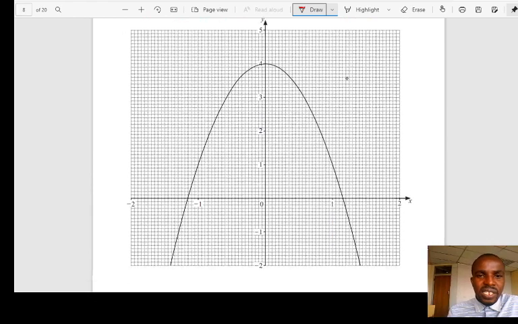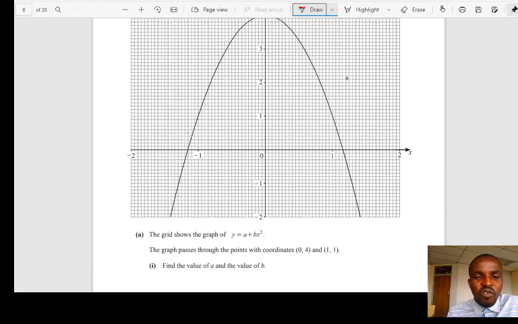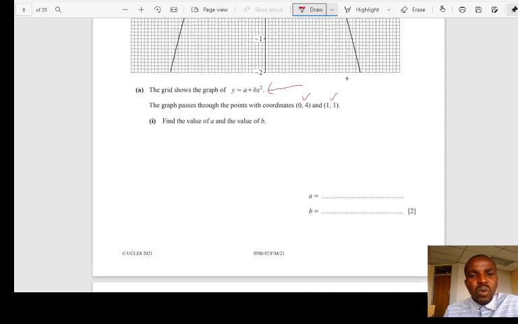Question number 6. This one is a quadratic graph. The grid shows the graph of y is equal to a plus bx squared. The graph passes through the points with coordinates 0, 4 and 1, 1. Find the values of a and the value of b. Right. So these coordinates given, 0, 4 and 1, 1, if we substitute in the equation of the curve, they must satisfy the equation. So you apply that concept.